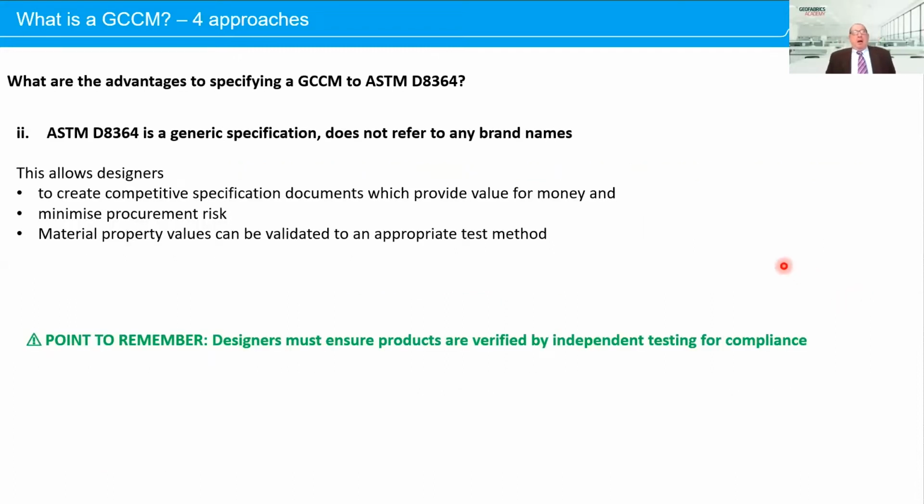Okay. Other advantages of specifying to ASTM D8364 is that it's a generic specification. It does not refer to any brand names. So this allows designers to create competitive specification documents which provide value for money and minimize procurement risk. Lastly, the material properties can be validated to an appropriate test method. The point to remember here for designers is that designers must ensure products are verified by independent testing for compliance.